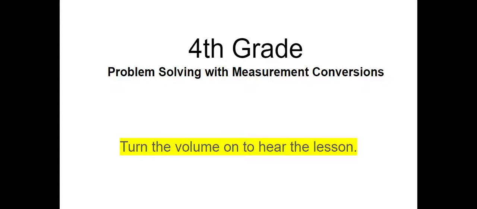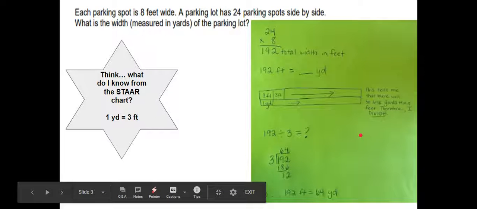This time we're talking about problem solving with measurement conversions. So this relates a lot to what you did last week when we used the star chart. I've included the star chart again because we don't expect you to memorize all this. You can refer back to this anytime you need it. This time it's a little more problem solving focused, but you're still doing the same conversions that you were doing last week. All right, so here's an example of what you're going to come across.